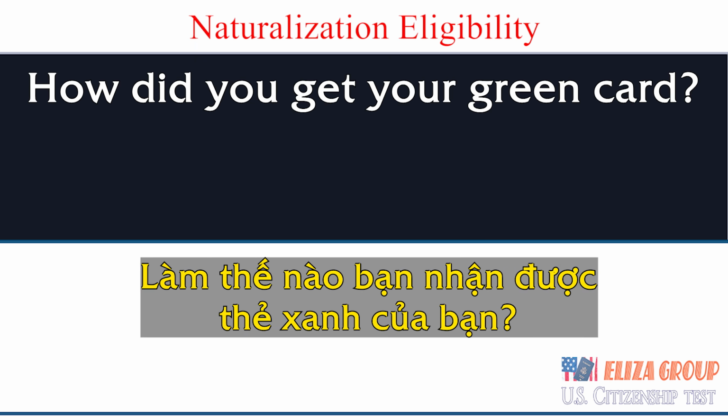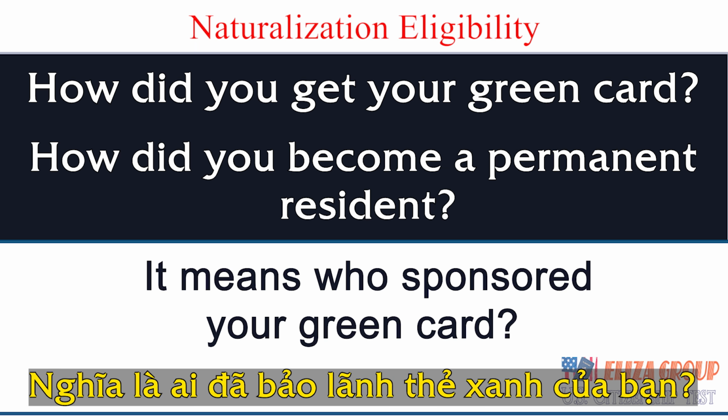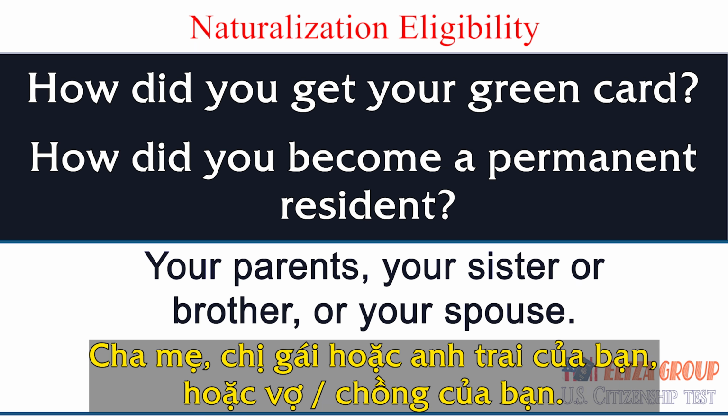How did you get your green card? Or, how did you become a permanent resident? It means who sponsored your green card. Your parents, your sister, or your brother, or your spouse?